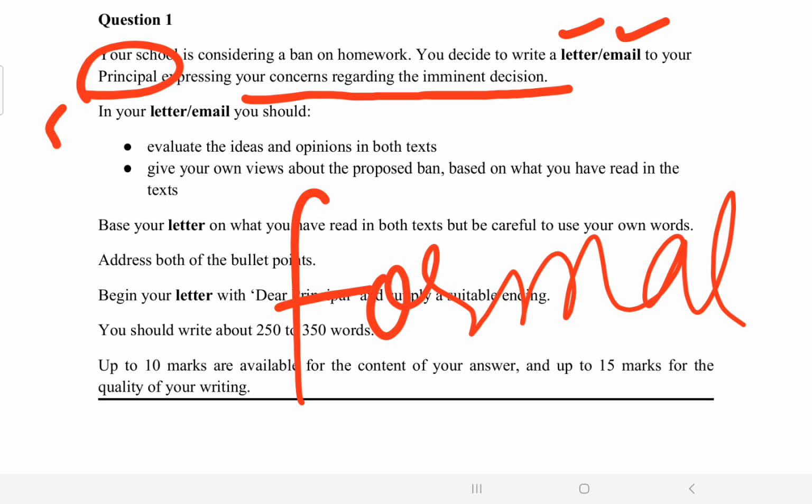And then this is the same as we discussed in a report. Evaluate the ideas and opinions in both texts. Give your own views about the proposed ban. Base your letter on this, again the same thing.